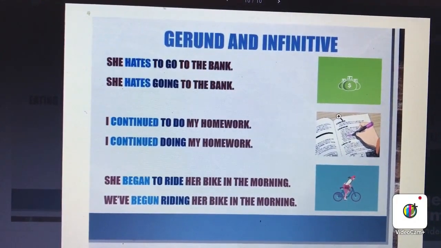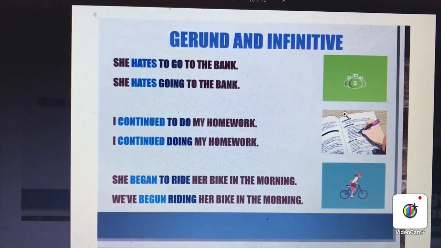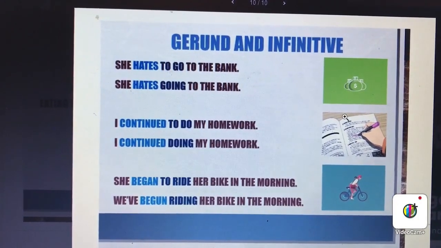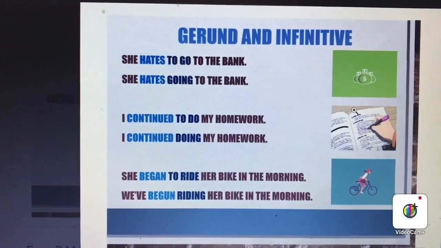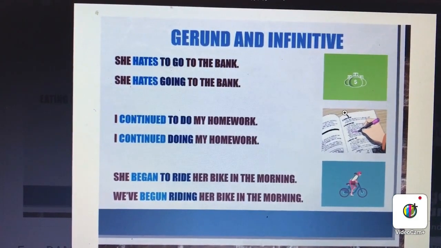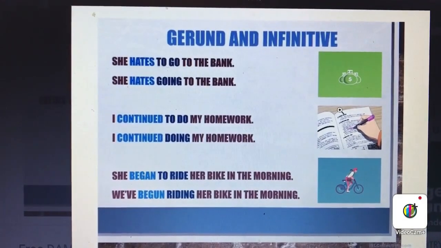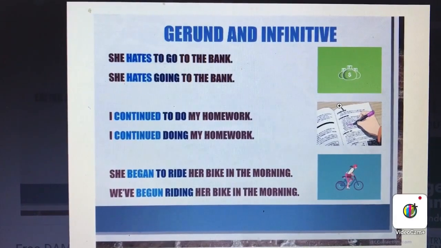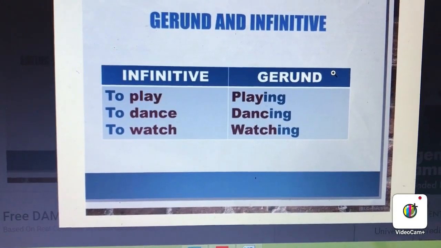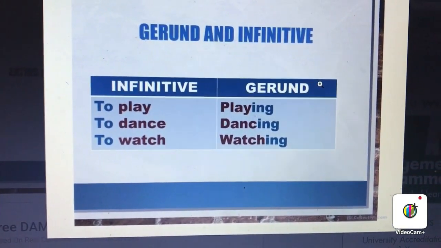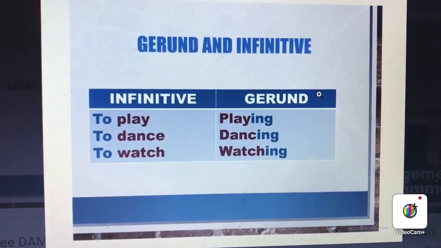In all these three pairs, the meaning is the same. In both ways, our message is clear that she hates to go to the bank. Yeah, she does not like to go to the bank. But it depends on whether you are using a gerund or an infinitive. In both cases, we have to use a verb, which is hate, then we have continue, and then we have begin. To make it more clear, just look at this chart over here. With an infinitive, we add to, and with a gerund, we add ing.